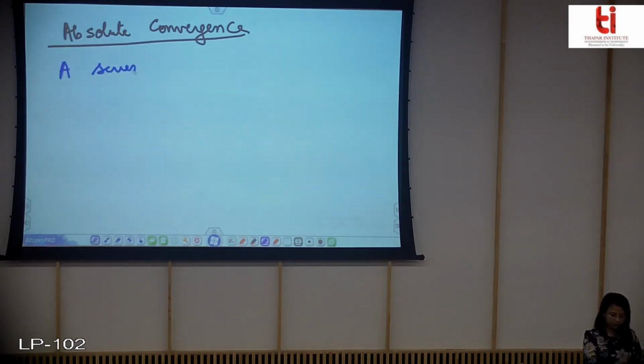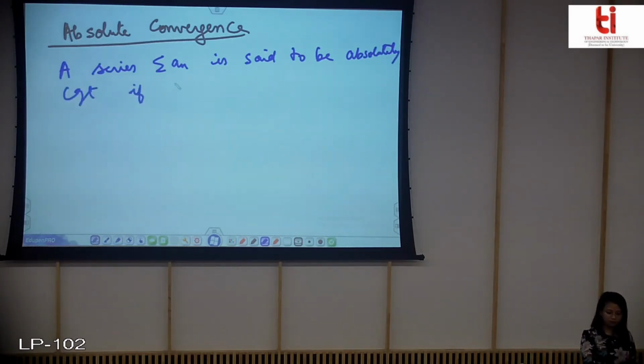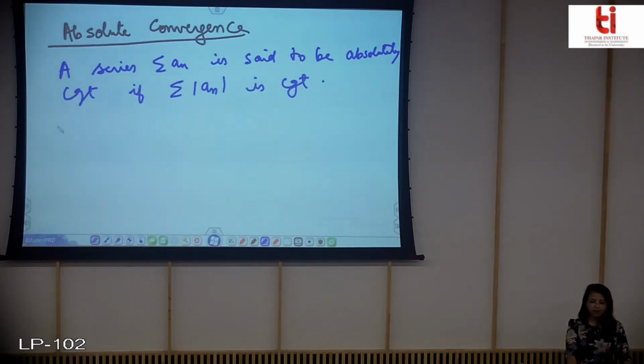A series, this is an alternating series, is said to be absolutely convergent if the series of mod an is convergent. That means that the series of the absolute value also converges. Suppose that you have an alternating series and then you convert it into the series with all positive signs.